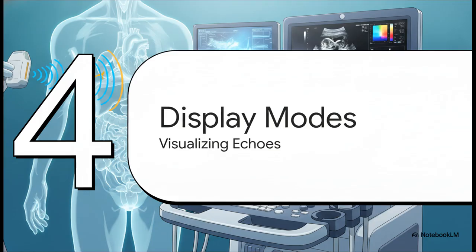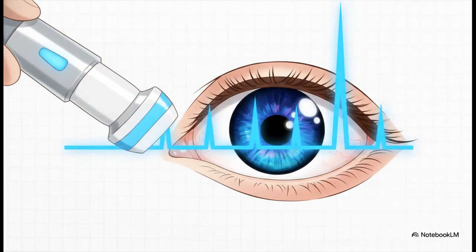Moving on to Section 4. Display modes, visualizing echoes. So how does the machine actually display these returning signals to us? Historically, the whole thing started with A mode, which stands for amplitude mode.